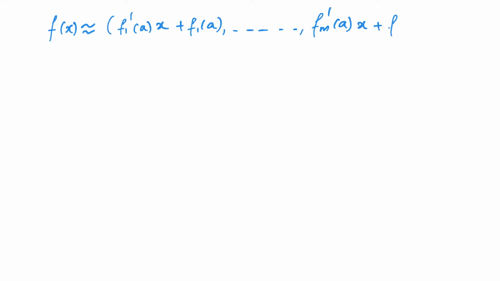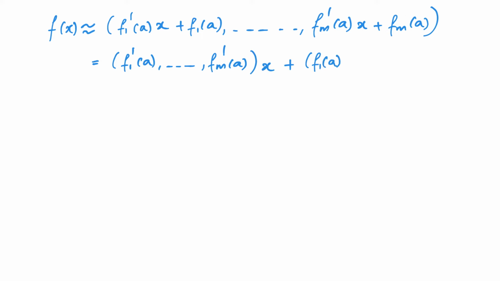That is, we know that f of x is approximately equal to (f1 dash of a times x plus f1 of a, f2 dash of a times x plus f2 of a, and so on up to fm dash of a times x plus fm of a), which can be rewritten in the following fashion. It can be rewritten as (f1 dash of a, f2 dash of a, etc. up to fm dash of a) times x plus (f1 of a, f2 of a, etc. up to fm of a).